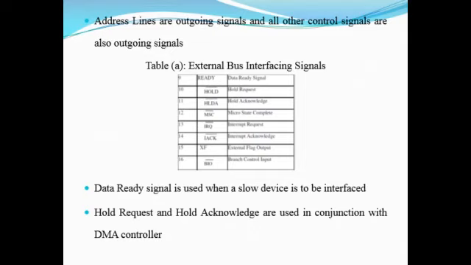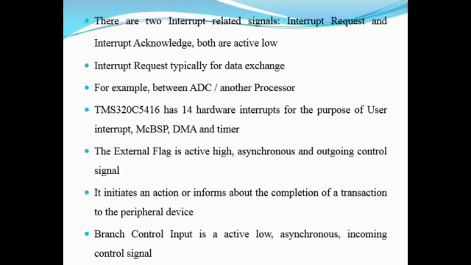Then hold request and hold acknowledge are used in conjunction with the DMA controller. Then there are two interrupt signals: interrupt request and interrupt acknowledge. Both are active low. Interrupt request is typically used for a data exchange, for example between an ADC and another processor. The TMS 320 processor has 14 hardware interrupts for the purpose of user interrupts.